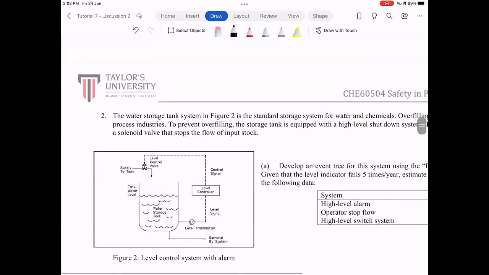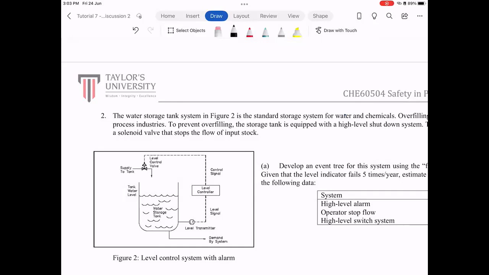Okay, so we have a level transmitter, meaning we have a level sensor. Okay, and it gives us a level signal that goes to a level controller. And from this level controller, it will decide, okay, now the input is too much, we need to close the valve to 50% or to close it down to 30% or whatsoever. It will then go to the level control valve to turn it off.